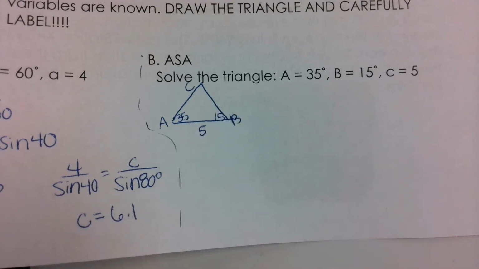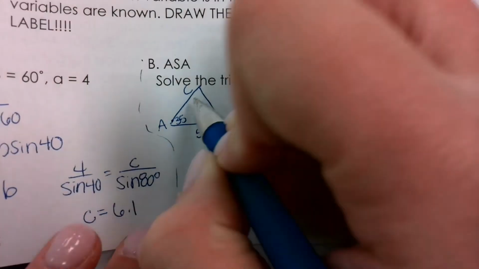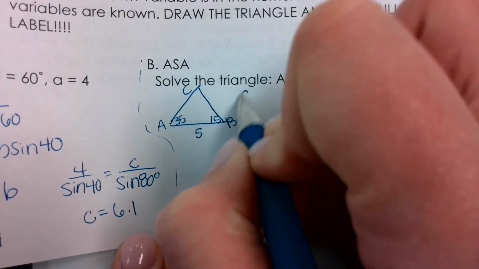We could find our missing angle, right? We could find angle C. How would you do that? 180 minus the 2 that we already have. So 180 minus 35 minus 15, what do you get? 130. So we know the angle C is 130.